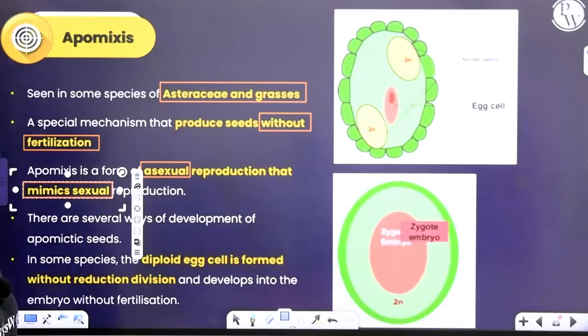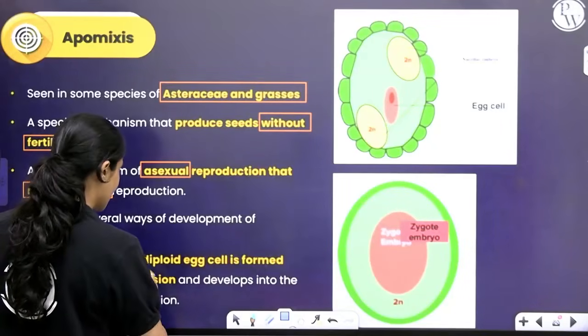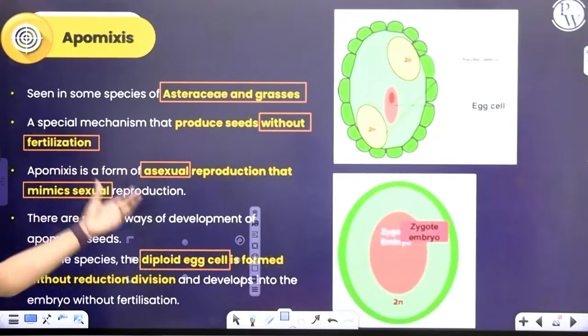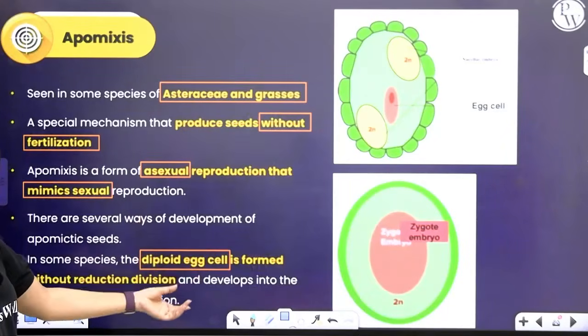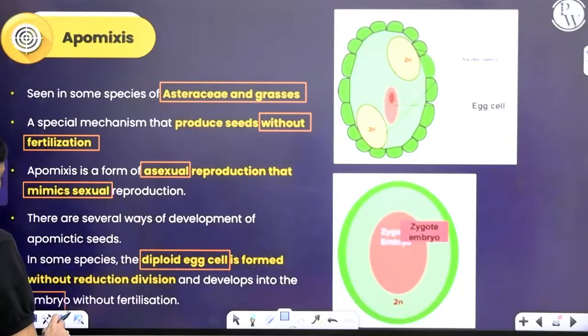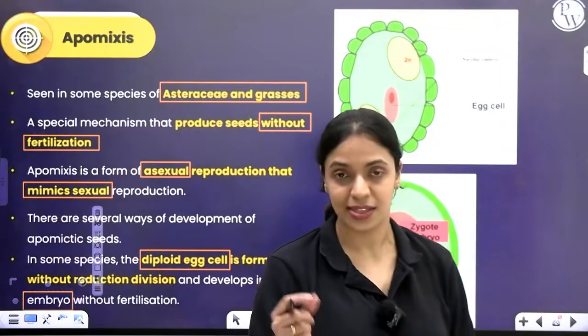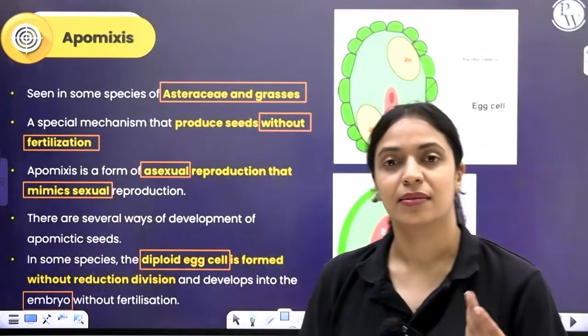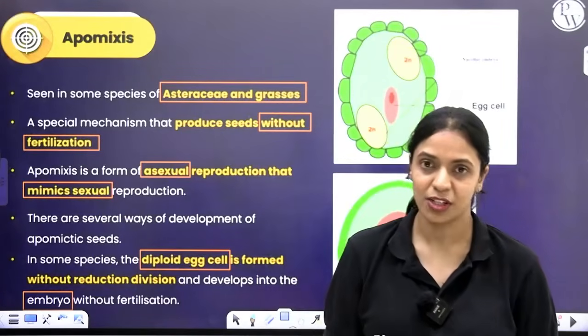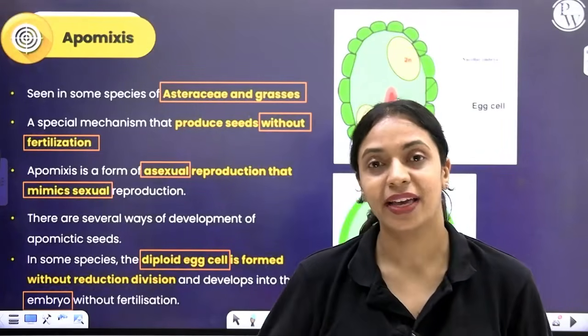Many different ways are there by which apomictic seeds can be obtained or developed. One example is, in some species, during egg formation, meiosis will not take place. The egg that is formed will be diploid. This diploid egg itself will develop into the embryo. So, meiosis is not involved, fertilization does not take place. A diploid egg itself will act like the embryo, and the embryo is formed within the seed. That is called apomixis.